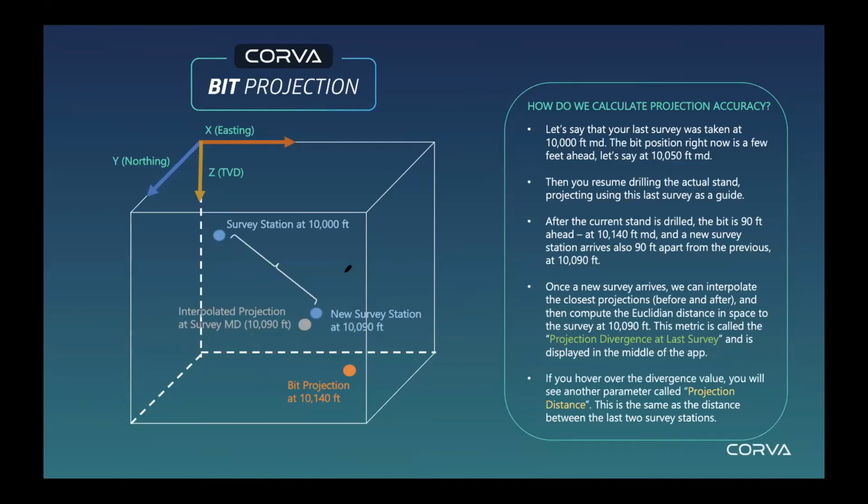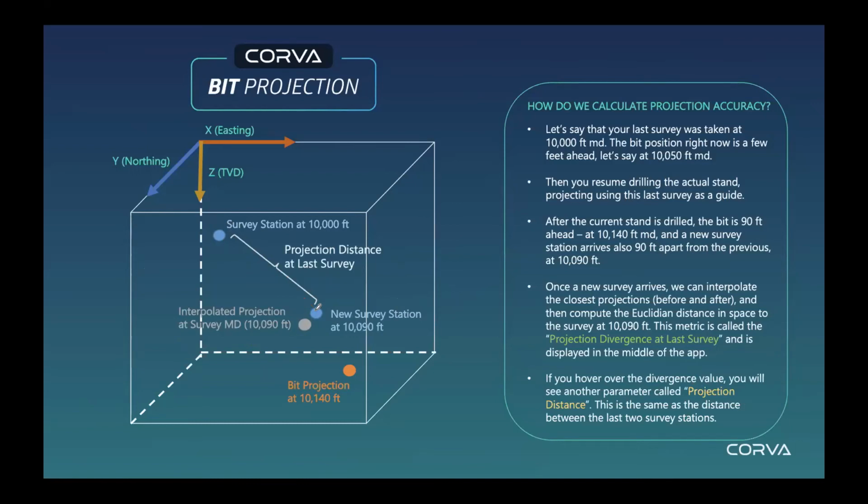The other thing I pointed out a moment ago was the projection distance at last survey. That projection distance is the distance between the previous survey and the most recent survey. So that course length would be 95 feet if surveys are coming in in a timely manner.